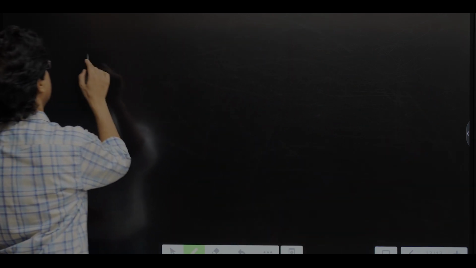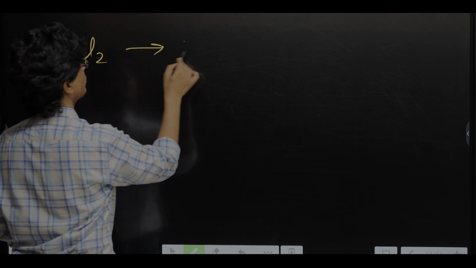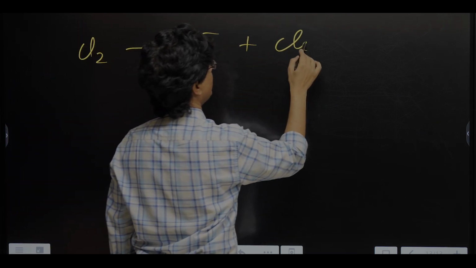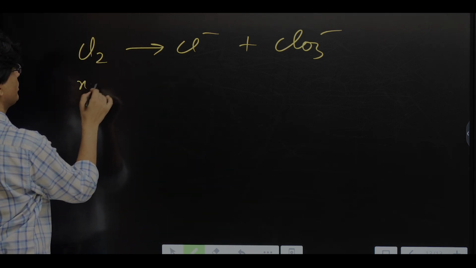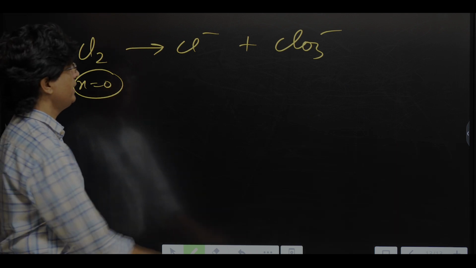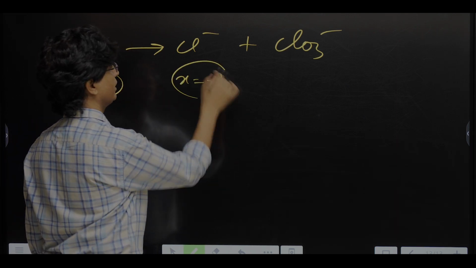Let's see one more. Cl2 going to Cl negative and ClO3 negative. Can you do it quickly? So here X is equal to 0, it is in the free state. And X equal to minus 1.